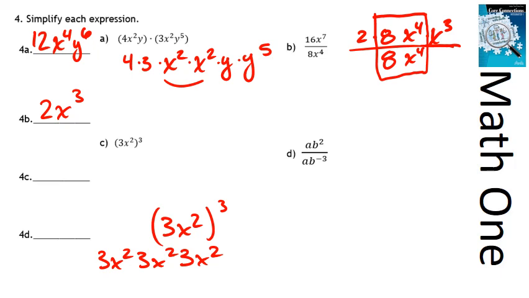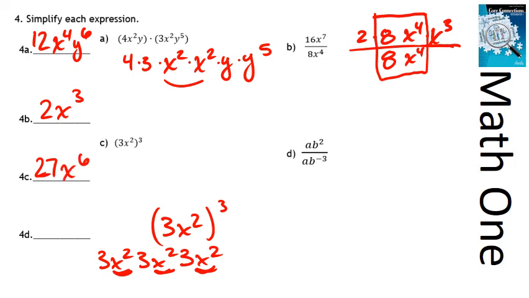Well, when I multiply my 3's, 3 times 3 is 9, times 3 is 27. So I have the number 27, but then all these factors of x. Remember, this is 2 factors of x, 2 more factors of x, 2 more factors of x. That's a total of 6 factors of x, so that's x to the 6th power.